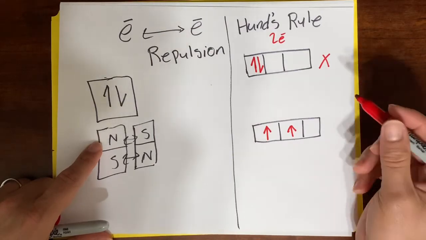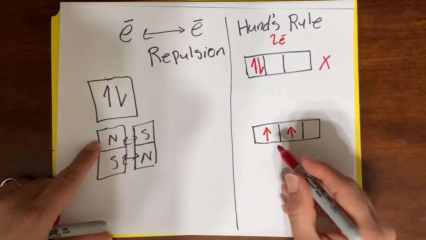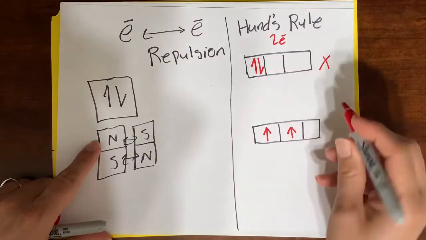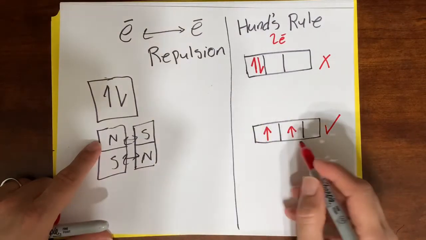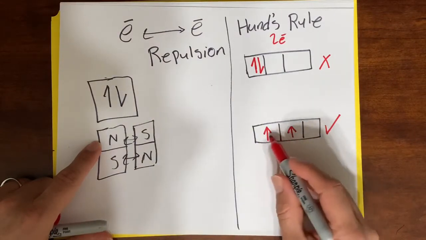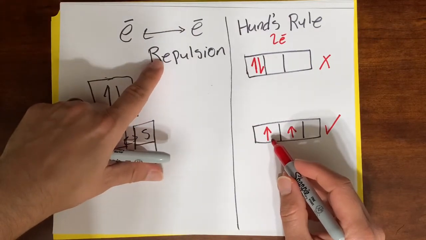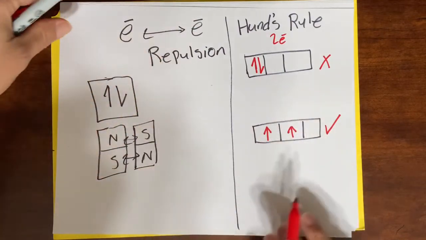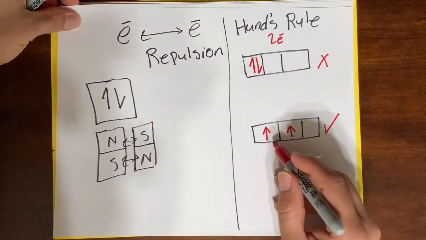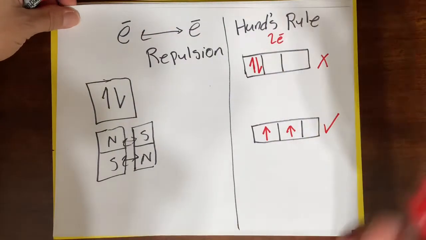Okay, so he said, distribute the electrons in a way that each orbital has at least 1 electron, because in that way you're not pairing the electrons and you minimize the repulsion. So we will pair them only if we have to.